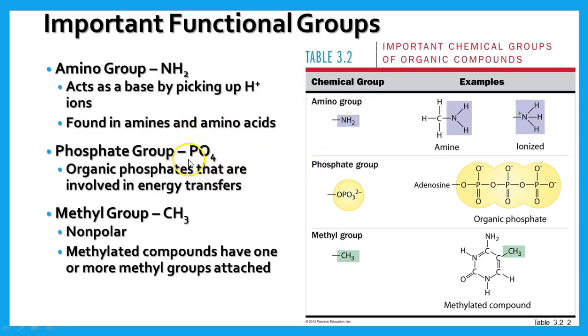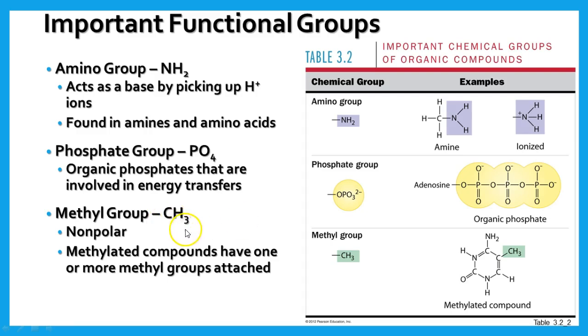A phosphate group is PO4. There are lots of different phosphates we'll talk about in lots of different kinds of things. They're found in lots of different kinds of molecules. An example of one right here is adenosine triphosphate. It has 3 phosphate groups attached to it, and that's really important when we talk about energy transfer from one place to another in cells.